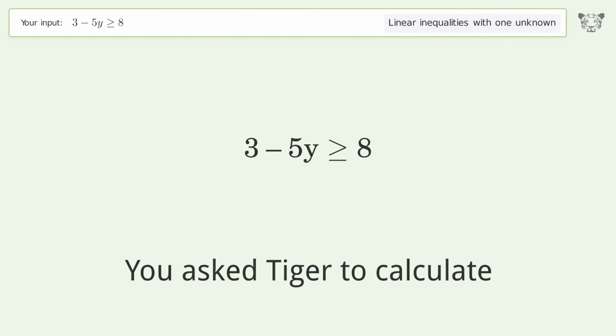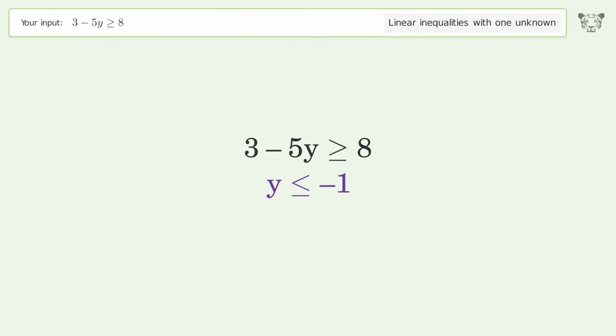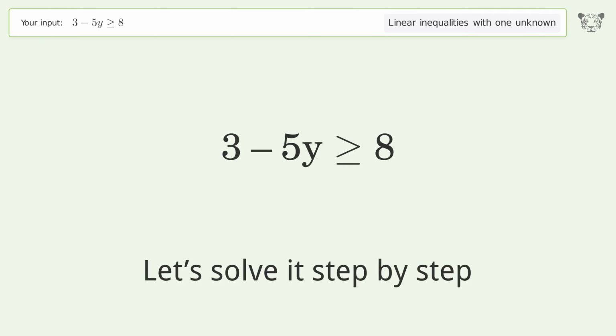You ask Tiger to calculate. This deals with linear inequalities with one unknown. The final result is y equal or smaller than -1. Let's solve it step by step.